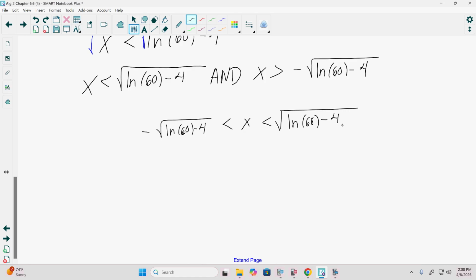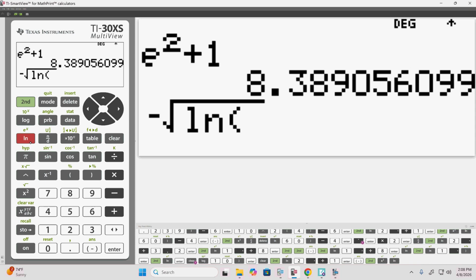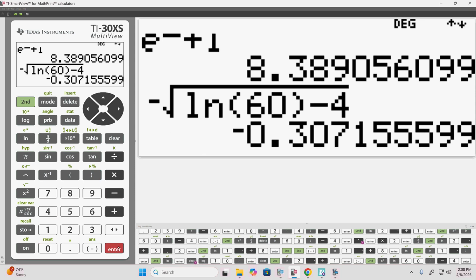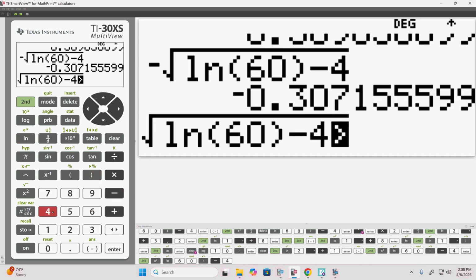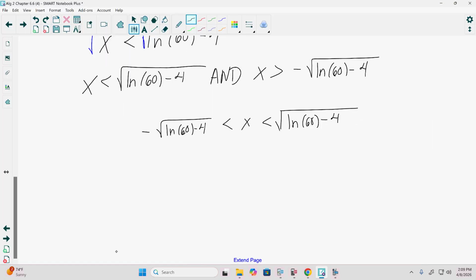And funny enough, those decimal approximations are not that far apart. Our negative square root of the natural log of 60 minus 4 is negative 0.307. And the other side, our positive side, is 0.307. So it's between negative 0.307 and positive 0.307. For as big as the equation is, the solution range is quite narrow.